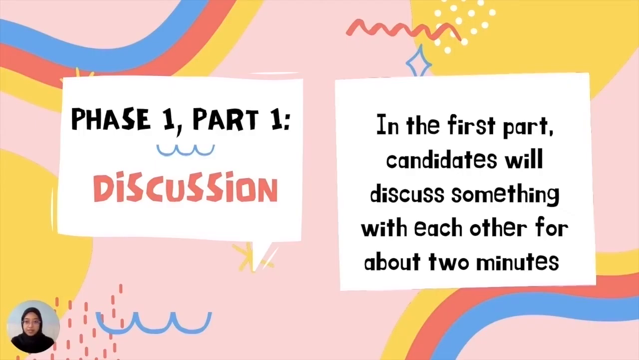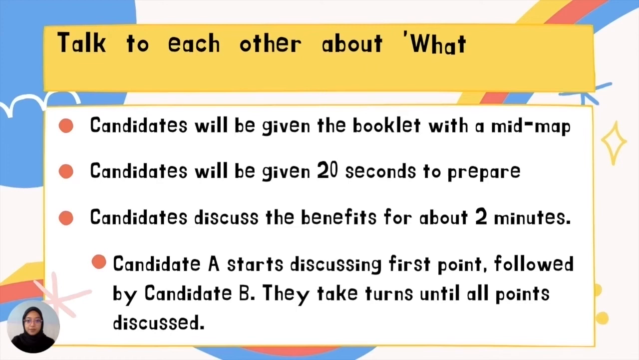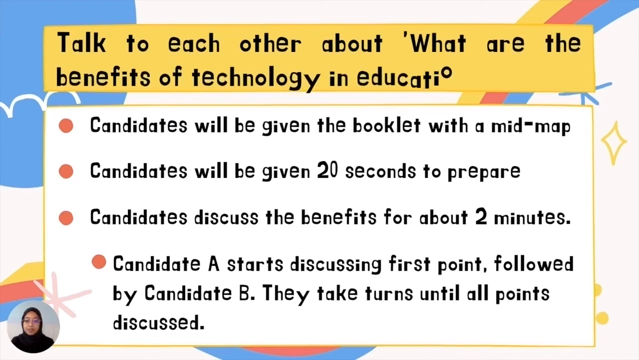In this phase, first, you will be discussing the mind map given for about 2 minutes together. The interlocutor will hand you a booklet to refer to. Then, you will be given 20 seconds to prepare. Here, you can start by dividing the content points with your partner. You can start with your first point, and your partner will continue the discussion with the second point. Then, you will take turns until all the points have been discussed.